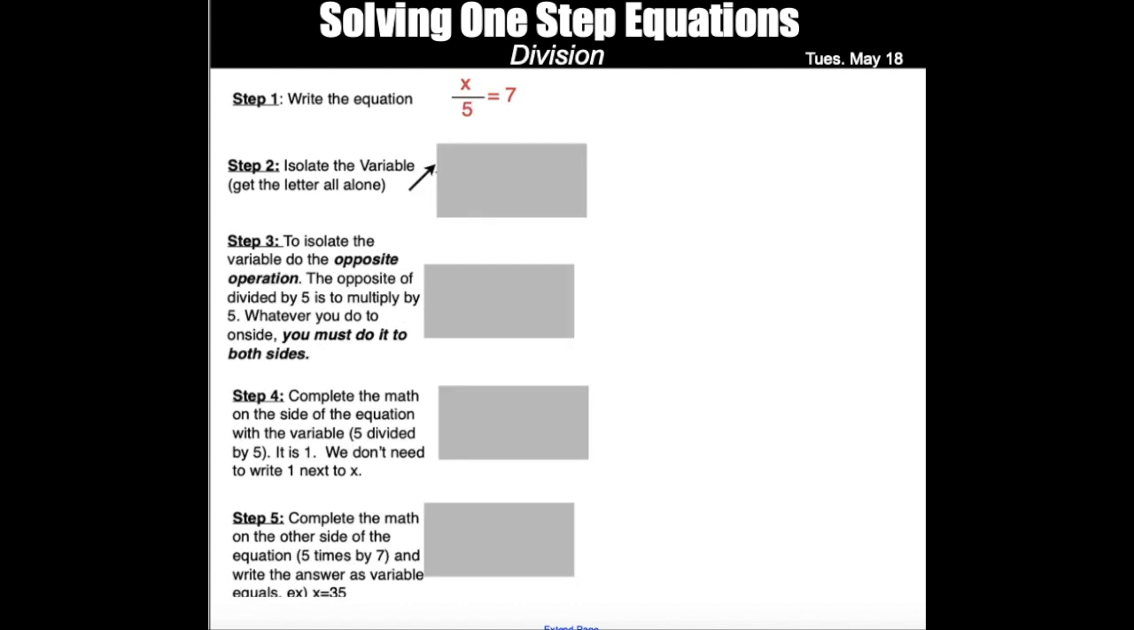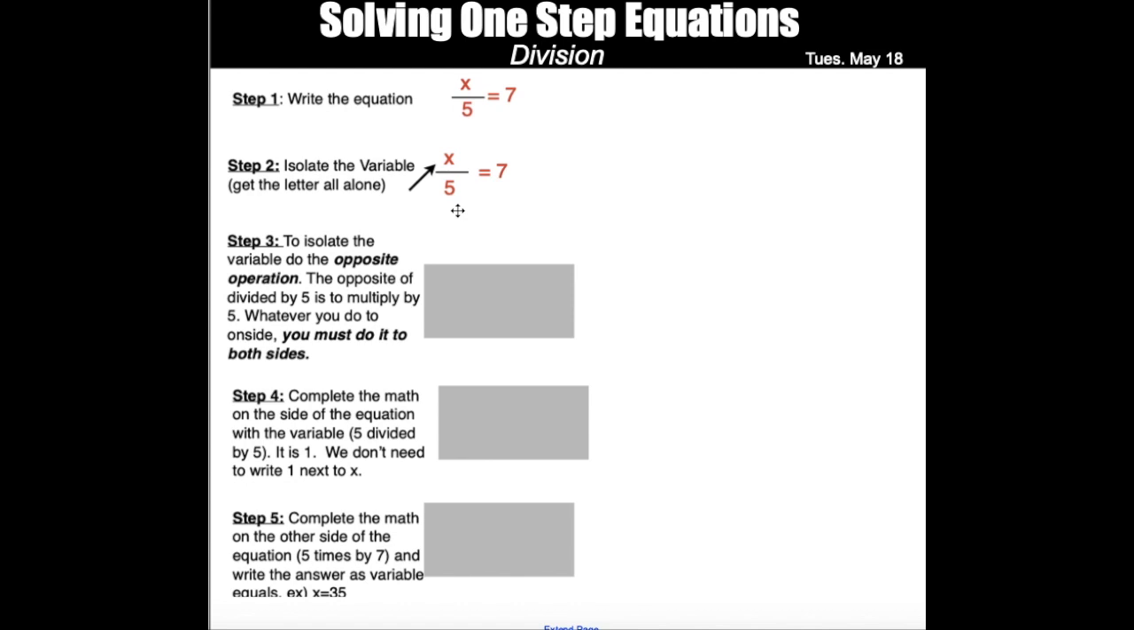Very similar. Step 1, exact same, right? The equation. Step 1 is the same for all algebraic equations. x divided by 5 equals 7. So something divided by 5 is 7. I know that most of you probably know what this is right away, but again, we are focusing on the steps. So the first thing I need to do is isolate the variable, which means I want the letter all alone. I need to get rid of this 5.